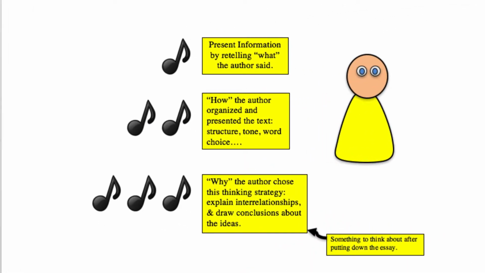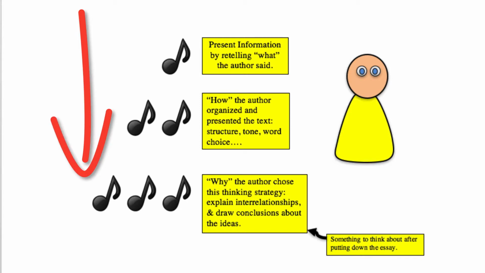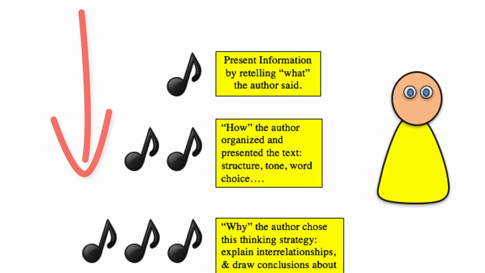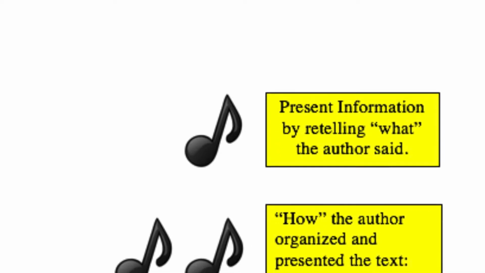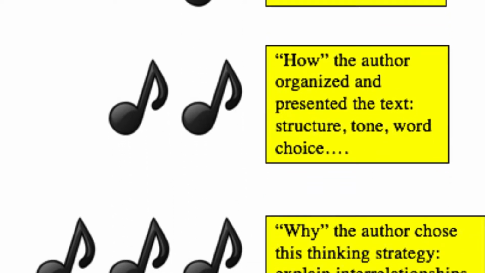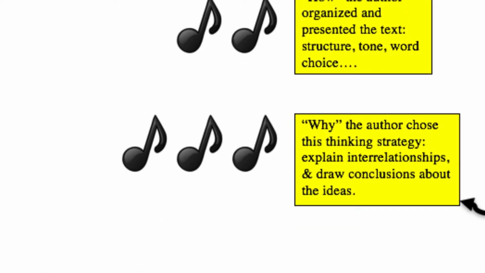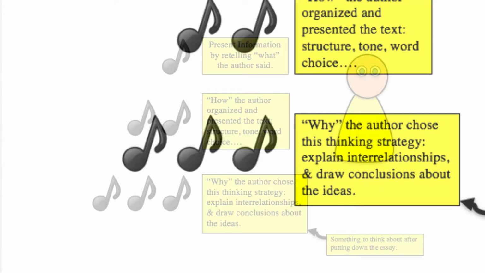The informational TDA can be organized in the same fashion as the narrative TDA. The essay is a series of 3 beats increasing in intellectual rhythm. The first beat presents a summary of what the author said in the text. The second beat explains how the author organized and presented the text. The third beat will present conclusions, explaining why the author chose this topic and thinking strategy.